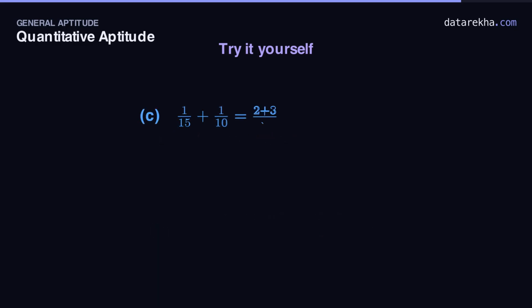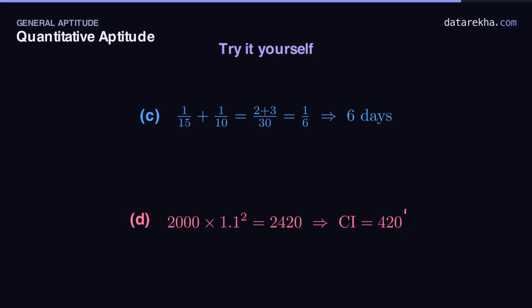Part C. Add the rates. 1/15 plus 1/10. Over 30, that is 2 plus 3. 5/30ths. A sixth of the job a day. So together they finish in 6 days. And part D. Compound growth. 2000 times 1.1 squared is 2420. So the interest is 420. 800, 40, 6 days, 420, and you have the whole toolkit.